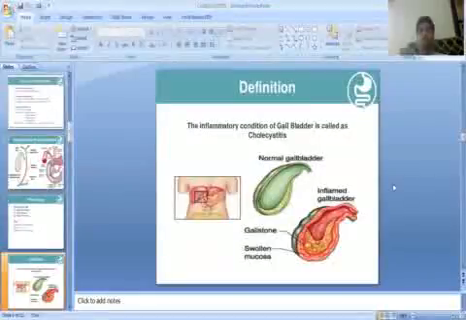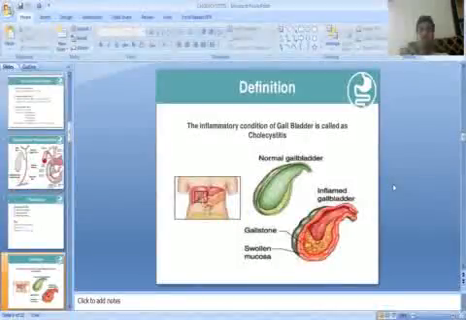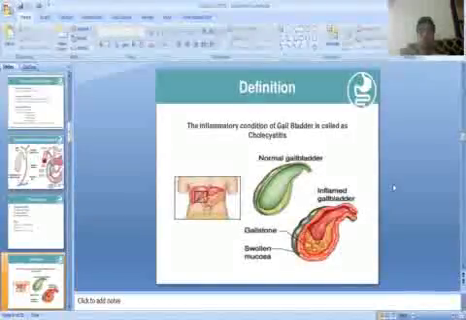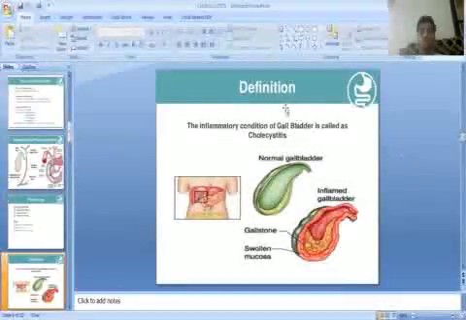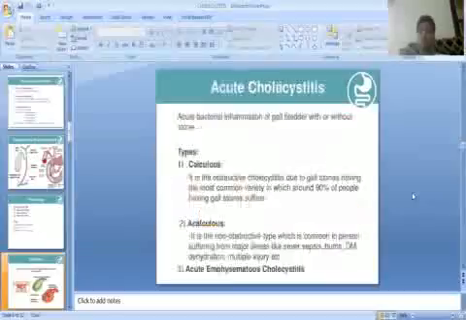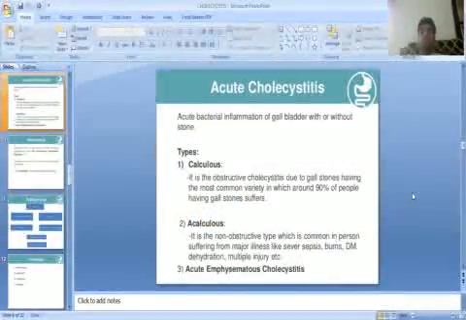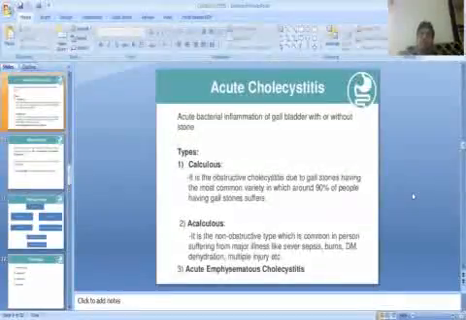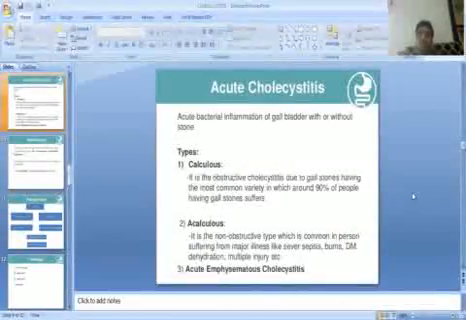Now we start with cholecystitis. What is cholecystitis? The inflammatory condition of the gallbladder is called cholecystitis. Types: first, acute cholecystitis, an acute bacterial infection of the gallbladder with or without stones. Second, chronic calculous cholecystitis. Third, acute emphysematous cholecystitis.